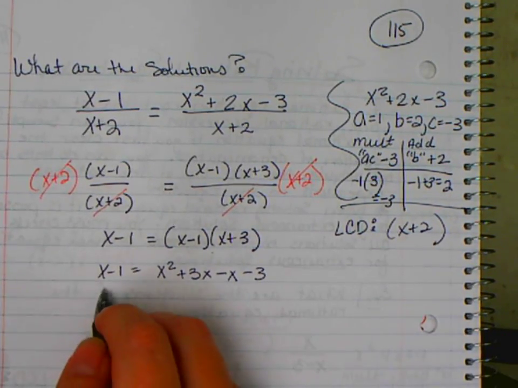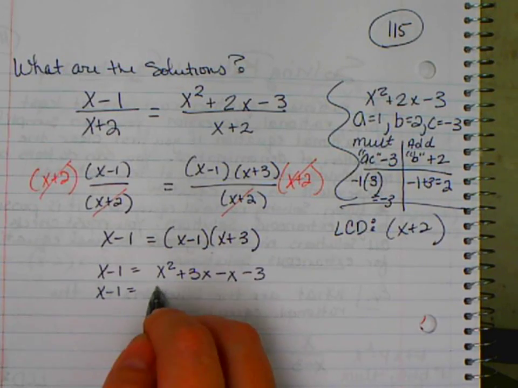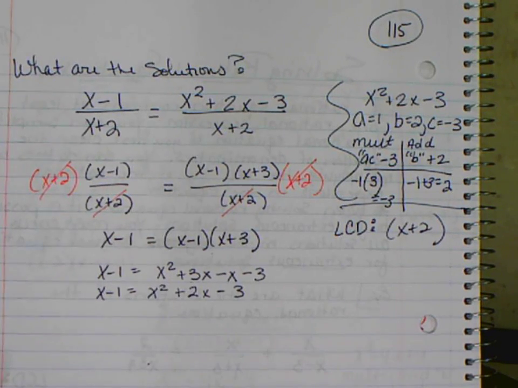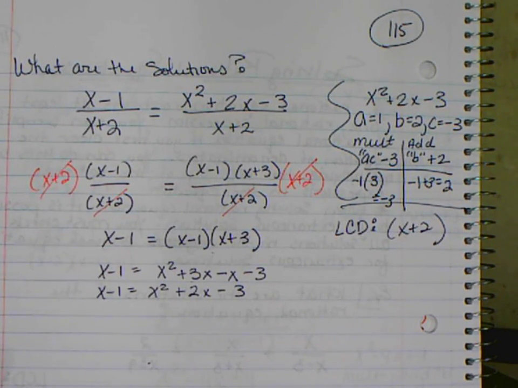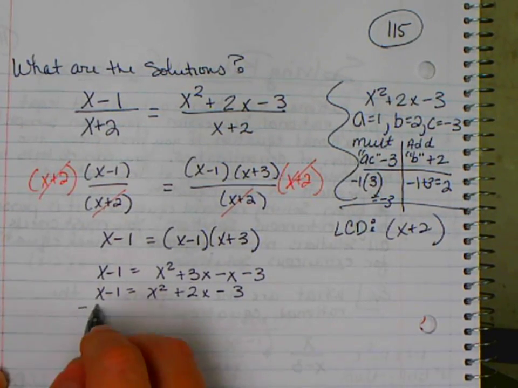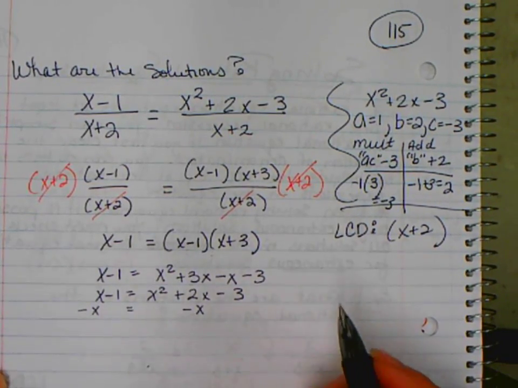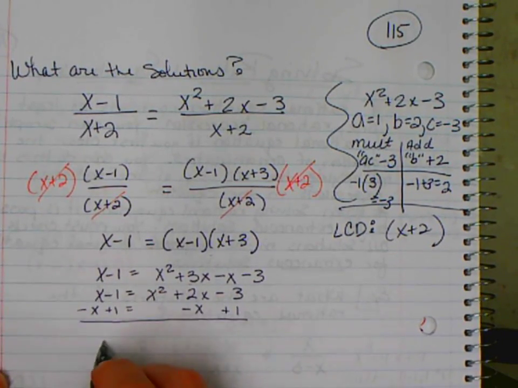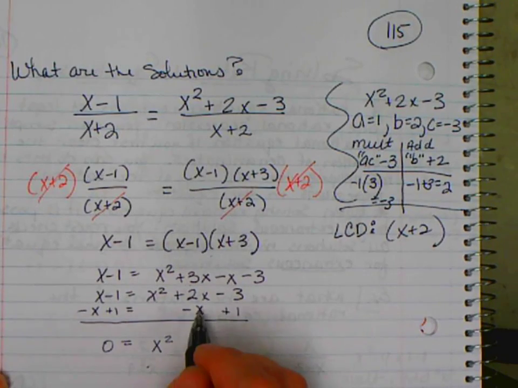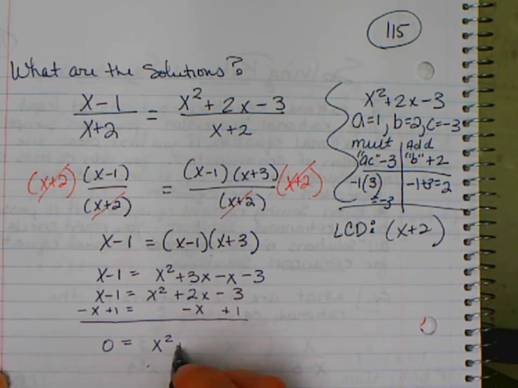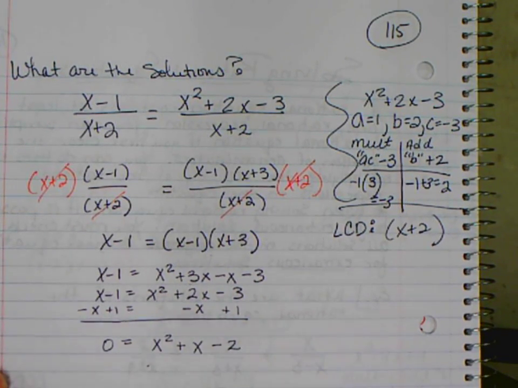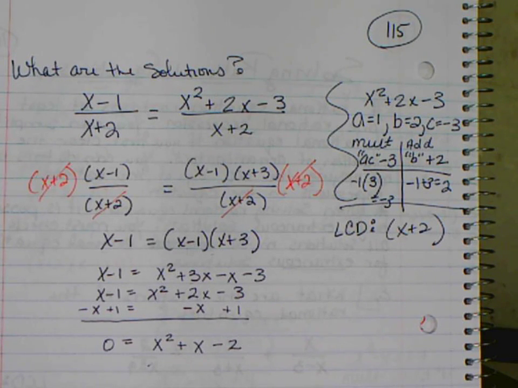I can move this stuff over now, but I'm going to wait until I get these like terms combined, because a positive 3x minus x is a positive 2x. And now I can get it set equal to 0 and put in standard form. So I'll subtract x from both sides, and I'll add 1 to both sides. Notice I'm putting it under its like term. So I get 0 equals x squared, 2x minus x is positive x, and negative 3 plus 1 is negative 2. I have not solved for x yet.